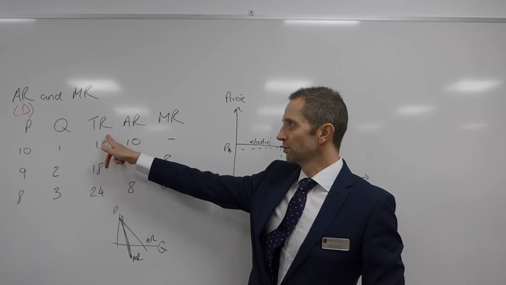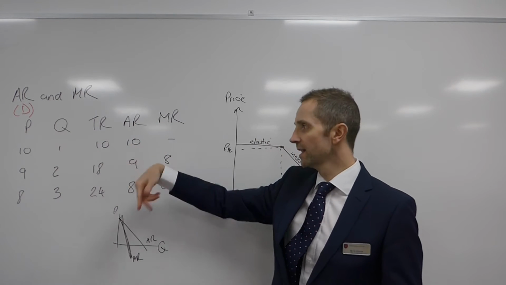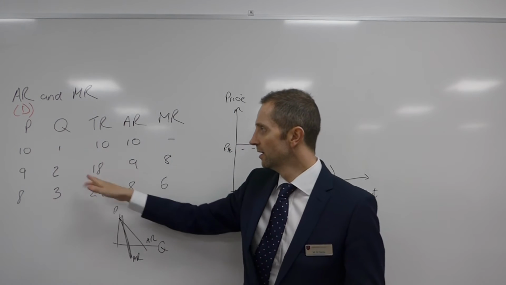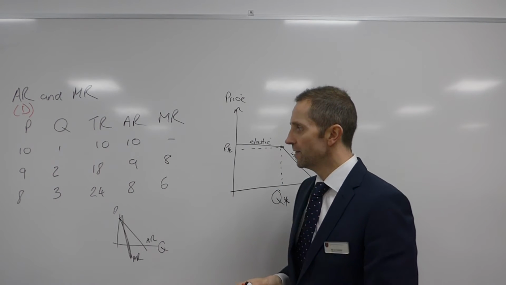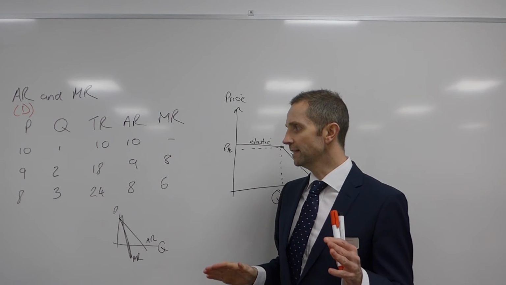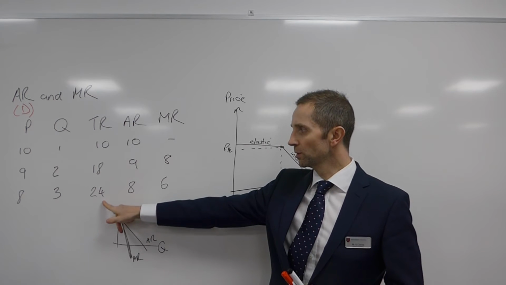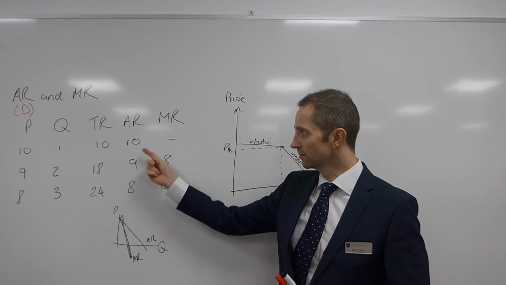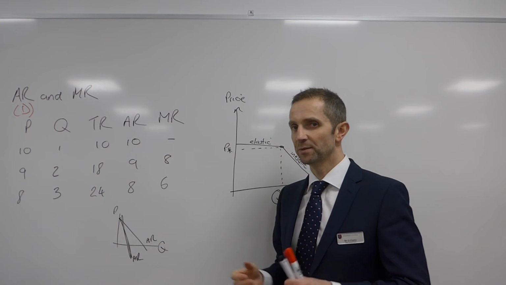So total revenue, average revenue, marginal revenue. So when price is 10, total revenue is 10, average revenue is 10. When price drops to 9, total revenue is 18, average revenue is 9, and the marginal revenue is 8. But then, ladies and gentlemen, look at the next row. When the price drops to 8, total revenue 24, average revenue is 8, so 10, 9, 8 average revenue here following the price really, willingness to pay.